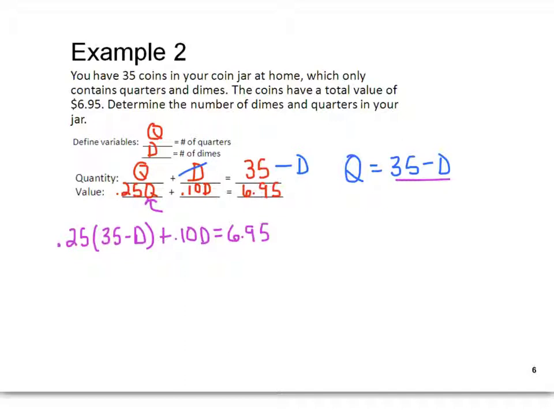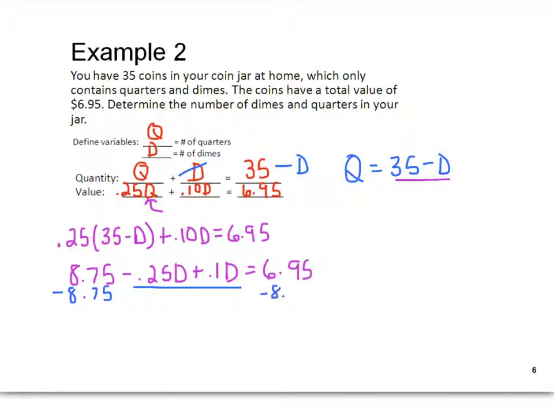So what I need to do is take that 0.25 and distribute. 8.75 is 0.25 times 35. 0.25 times negative D is negative 0.25 D. Then I've got 0.1, and I don't really need that 0 there, so 0.1 D equals 6.95. And then I've got like terms. I can subtract the 8.75 over to this other side.